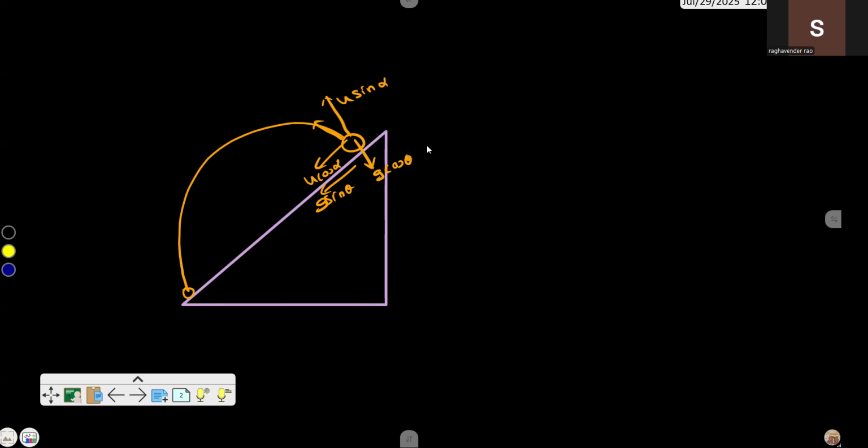Now what will happen? Let us write the equations for x-axis and y-axis. So for x-axis, I'm writing the equations. What will happen in the x-axis? First one, velocity in x-axis is equal to initial velocity in x-axis plus acceleration in x-axis into t.